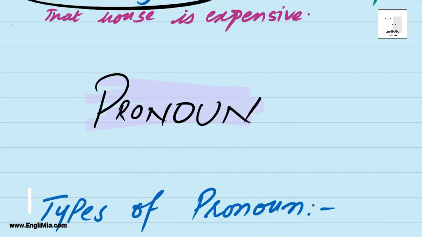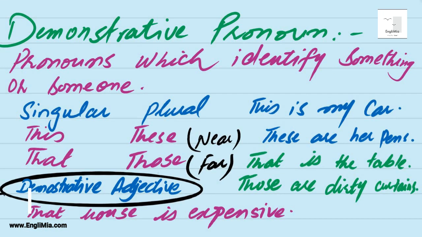Now let's see, what do we mean by demonstrative pronoun? As far as definition is concerned, we can see that pronouns which identify something or someone. Singular में हमारे पास दो हैं, this and that. Plural, these and those. And you know, this and these are used for the things or the objects or for somebody who is near to you. And that and those are used for those things or people or objects which are far from you.